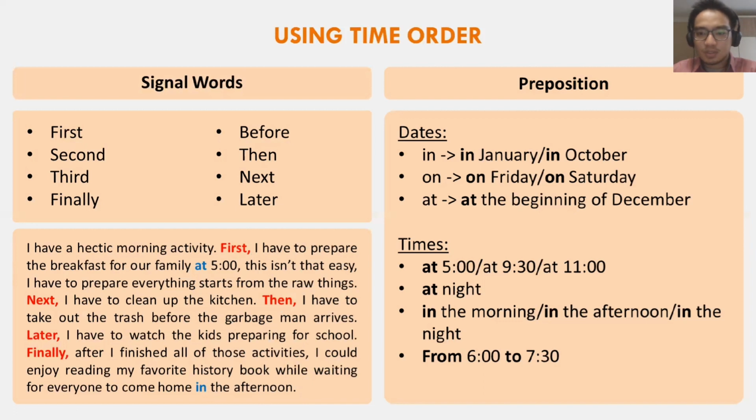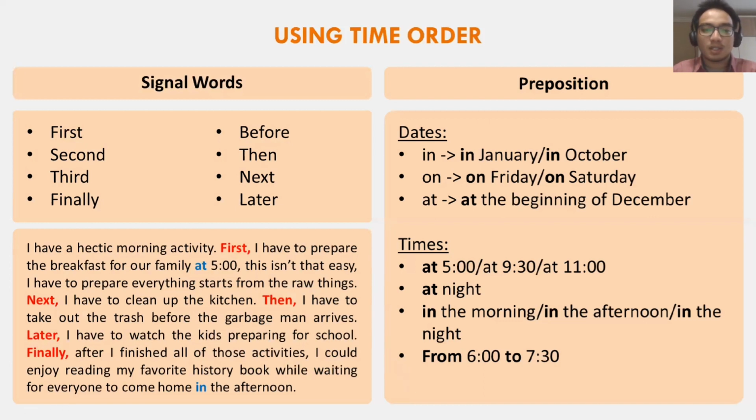So you guys could use the right preposition based on this rule. Just in for months, on for days, at for a specific time, like at the beginning of December, at the end of the year. And for times, you could use at for showing specific times, just like what we have discussed before. So try to practice writing a paragraph on your own by using signal words and prepositions.